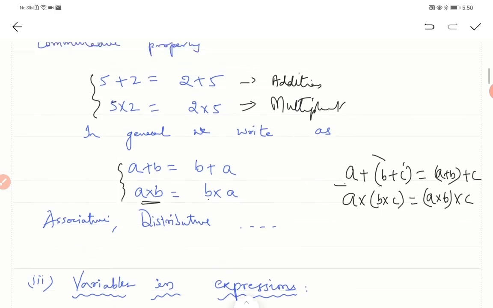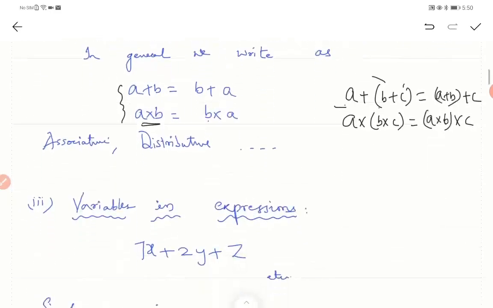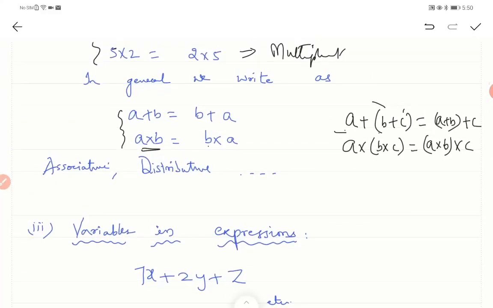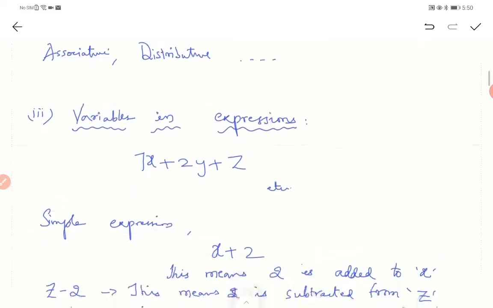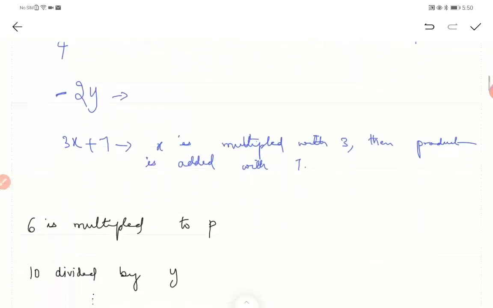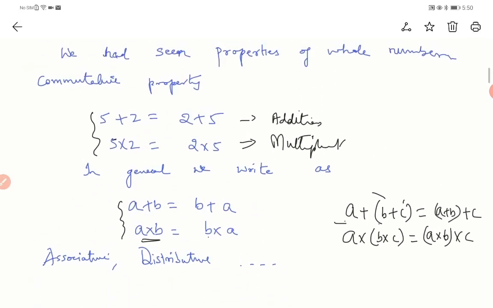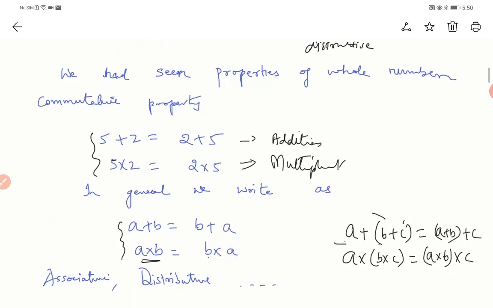The next thing is variables in expressions, and next variables in equations. Let's see these things. How do you get an expression from some statements? All these things we will discuss in our next video. I hope you all are able to understand this. These are the basic things. You were asking why we use a, b, c, and why you were not able to understand.